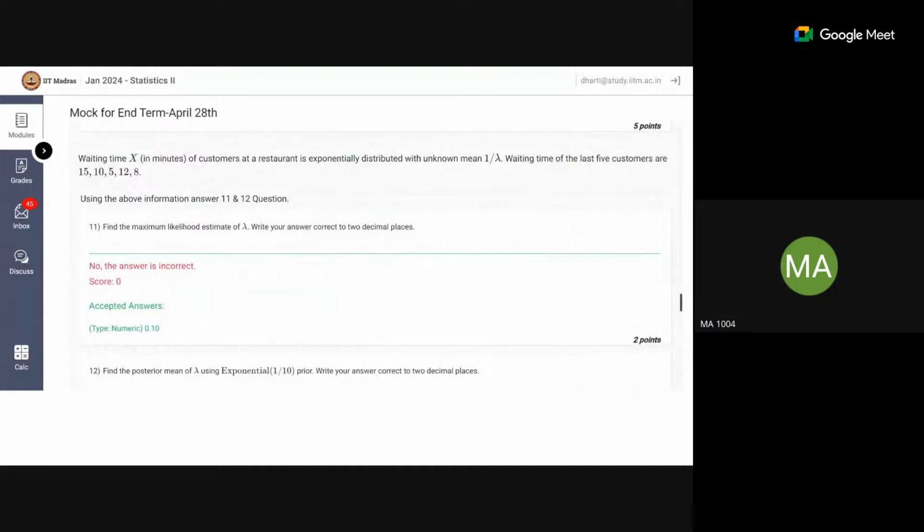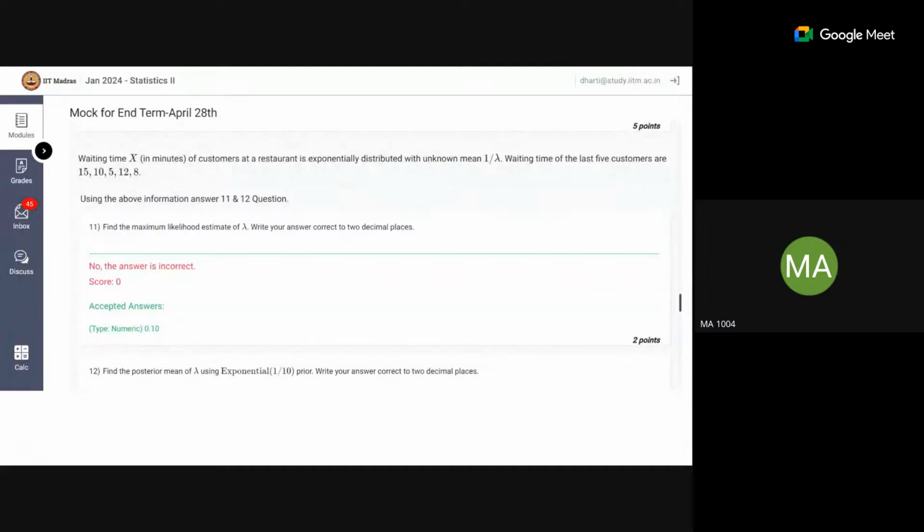Waiting time in minutes of customers at a restaurant is exponentially distributed with unknown mean 1 by lambda. Waiting times of the last 5 customers are given to us. Using the above information of questions 11 and 12, find the maximum likelihood estimate of lambda, right? Okay, so how to do that?